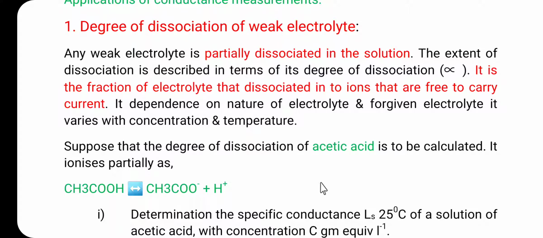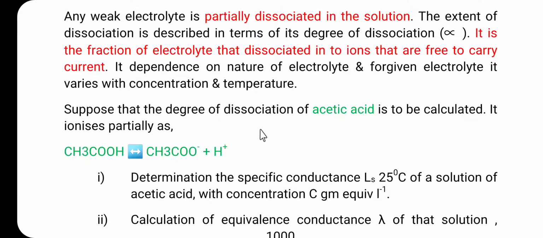So how is the degree of dissociation of the weak electrolyte calculated? What is the definition of the degree of dissociation? The extent of dissociation is described in terms of degree of dissociation. It is the fraction of the electrolyte that dissociates into the ions that are free to carry the current. That fraction of the electrolyte is called the degree of dissociation. All of you know that degree of dissociation depends on the nature of electrolyte, that means whether it is a strong electrolyte or a weak electrolyte. Then it varies with the concentration and the temperature.